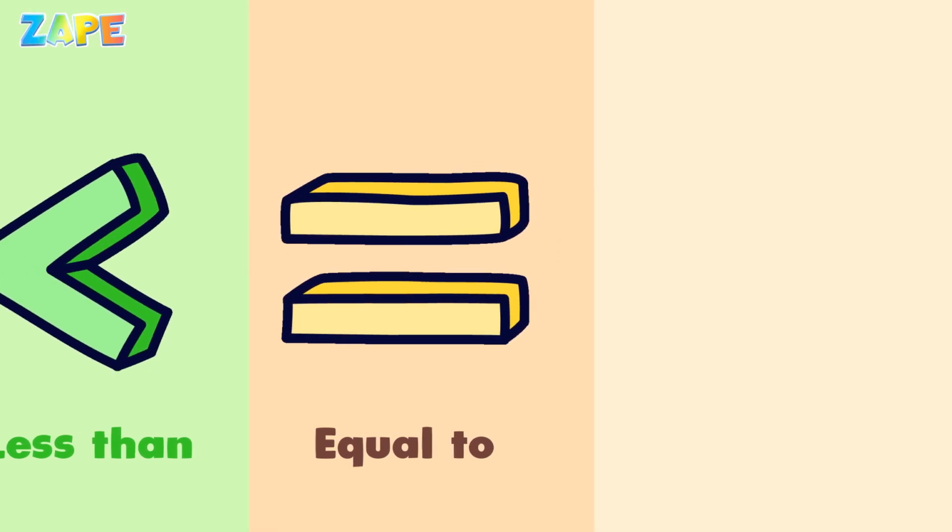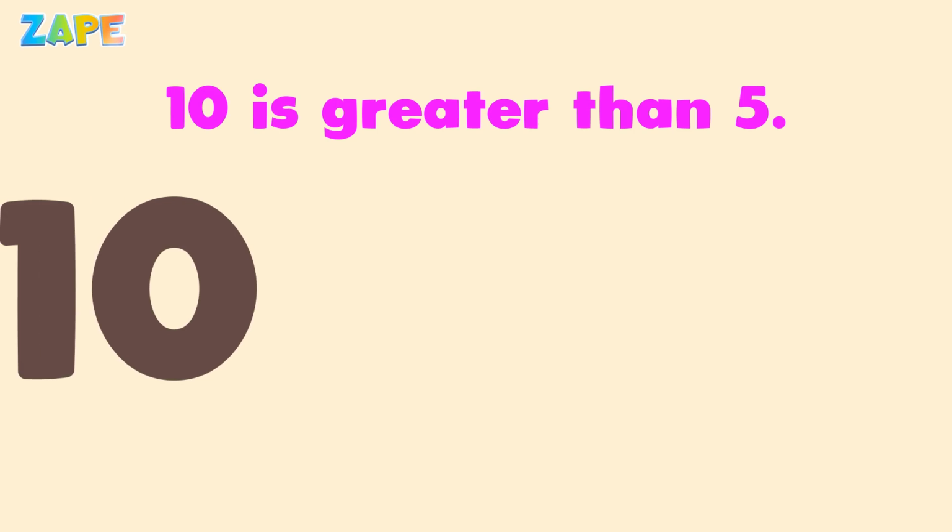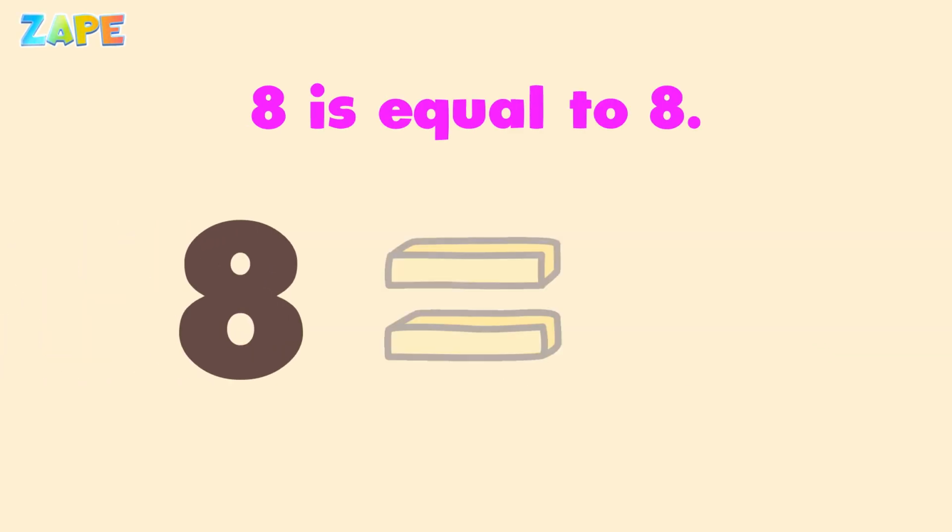Let's look at some number pairs. 10 is greater than 5. We write it like this: 10 greater than 5. 3 is less than 7. We write 3 less than 7. 8 is equal to 8. We write 8 equals 8.